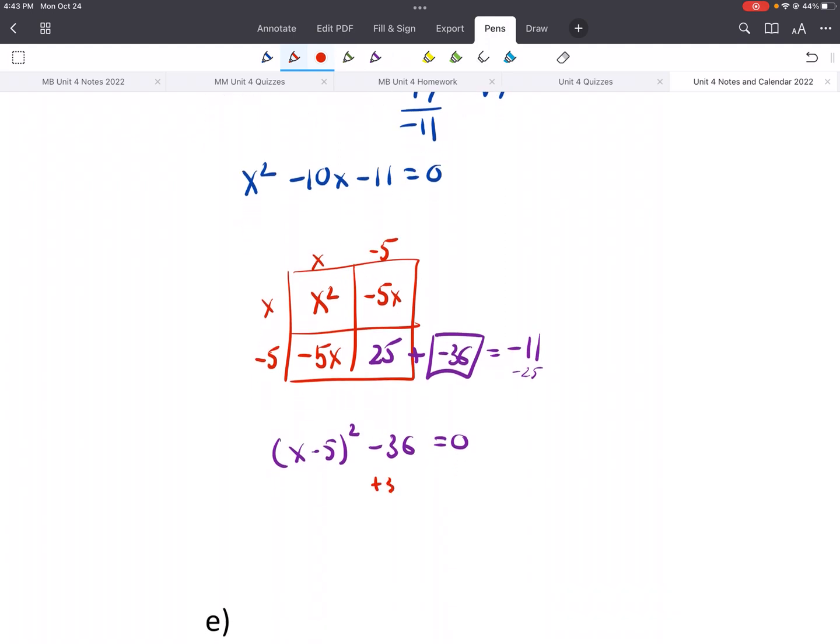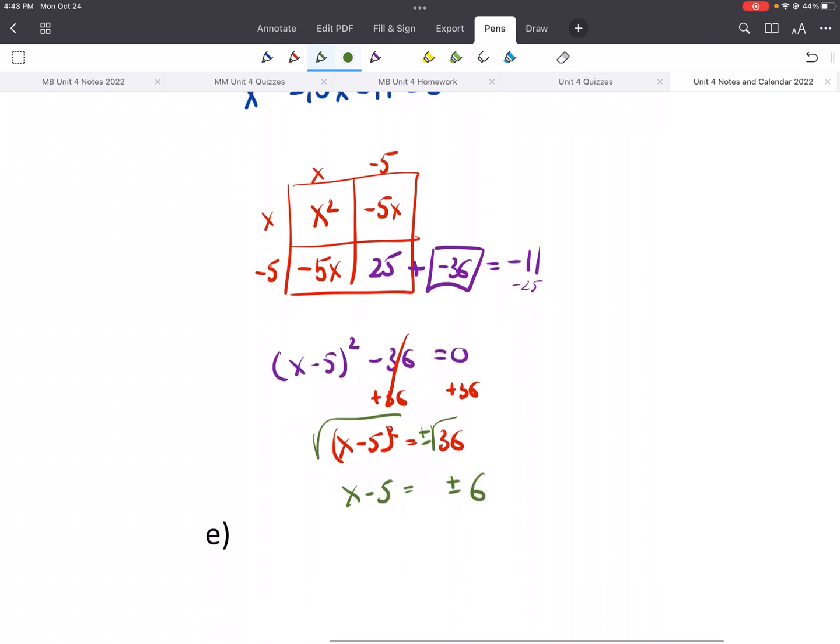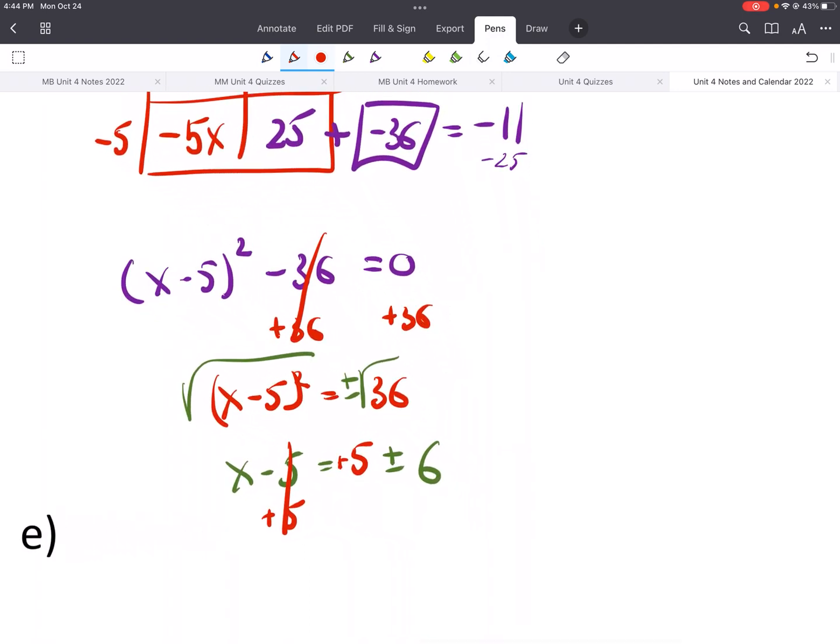So then we would add 36. We would square root both sides. Don't forget the plus or minus. And then we could add 5. Here these are both rational numbers, which means we can actually combine them together. 5 plus 6 equals 11, and 5 minus 6 gives us negative 1. So our answer would be 11, negative 1.